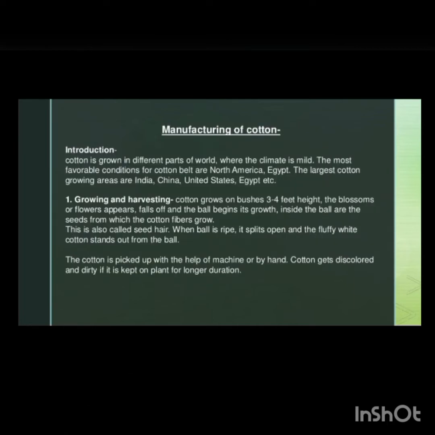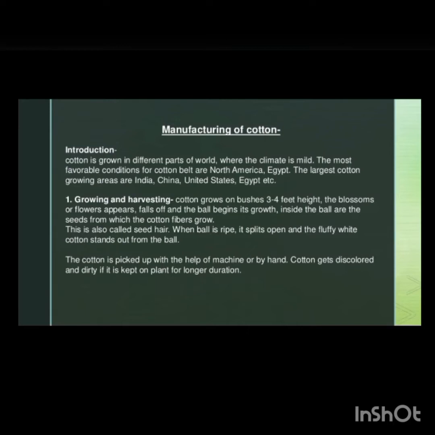So if I talk about the manufacturing of cotton, as India is a producer of cotton, the process which we take during this production starts with growing and harvesting. Cotton grows on bushes 3 to 4 feet high. The blossoms or flowers appear, fall off, and the bolls begin to grow. Inside the boll are the seeds from which the cotton fibers grow. This is also called seed hair.